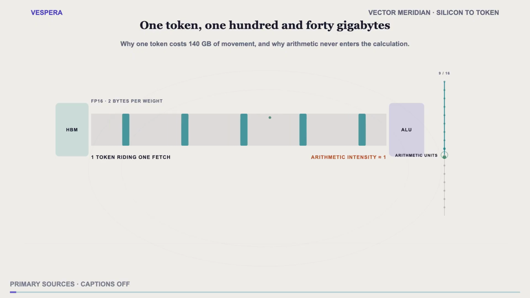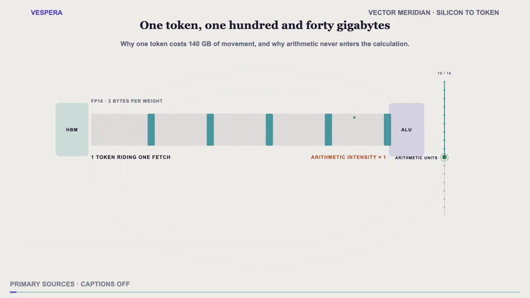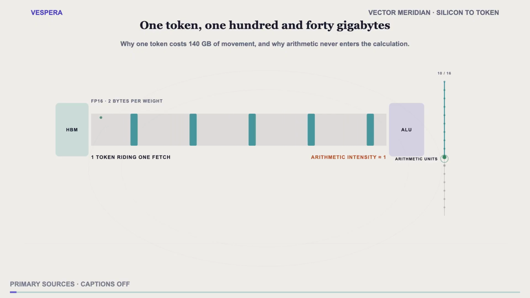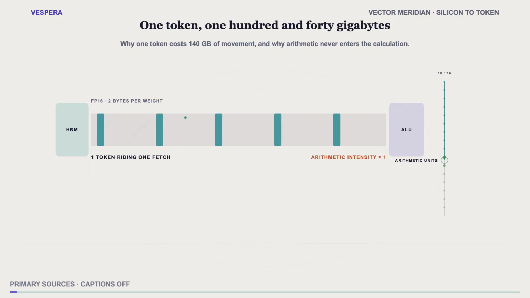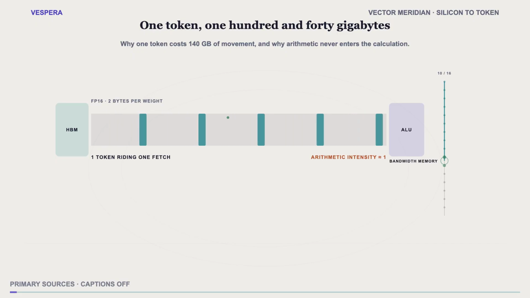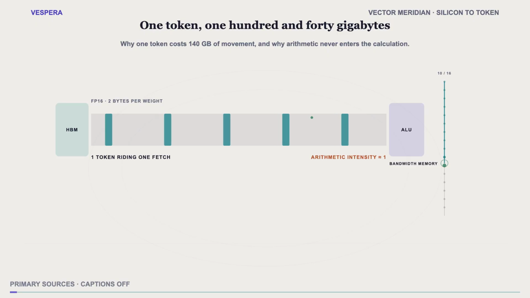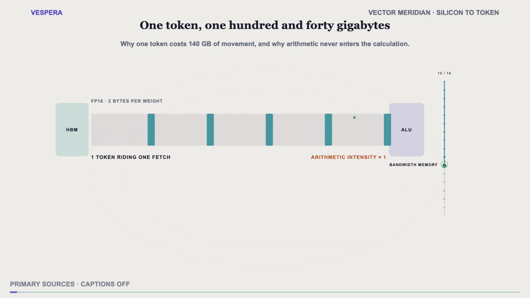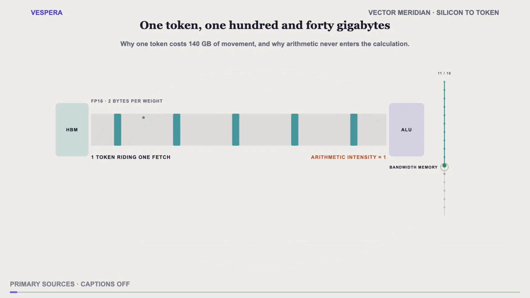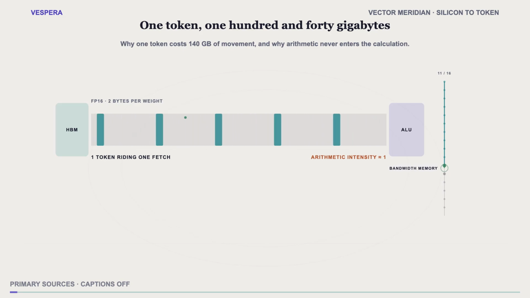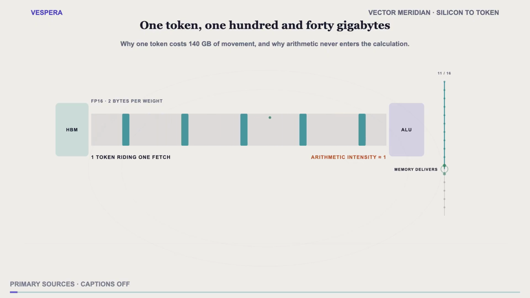The H100's ratio of arithmetic to bandwidth is 1,979 teraflops divided by 3.35 terabytes per second, which is 591 operations per byte. The workload supplies 1; the machine wants 591, which means that during the generation of a token, the most expensive commodity processor ever manufactured is using approximately 0.17% of its arithmetic capability. The other 99.83% is present, powered, thermally managed, and has nothing whatsoever to do.